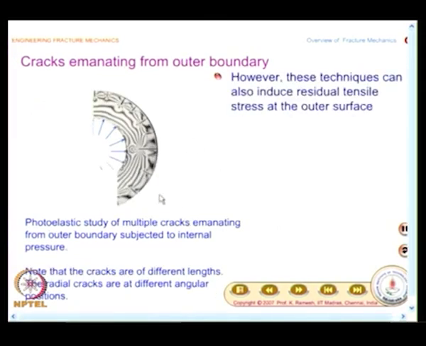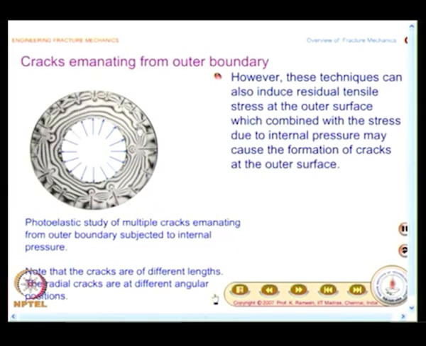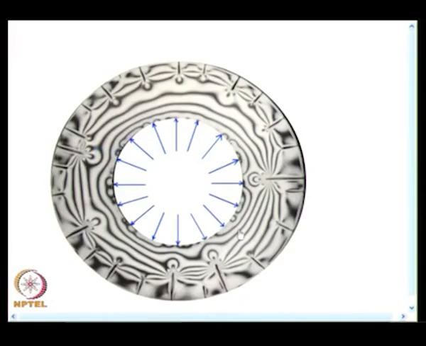And you have an example where several cracks are put on the outer boundary, and you have cracks of different lengths, and also they do not follow a periodicity. This is randomly done to observe is there any major interaction between the cracks. And from your understanding of solid mechanics, you can easily say that these cracks also experience mode 1 type of loading.